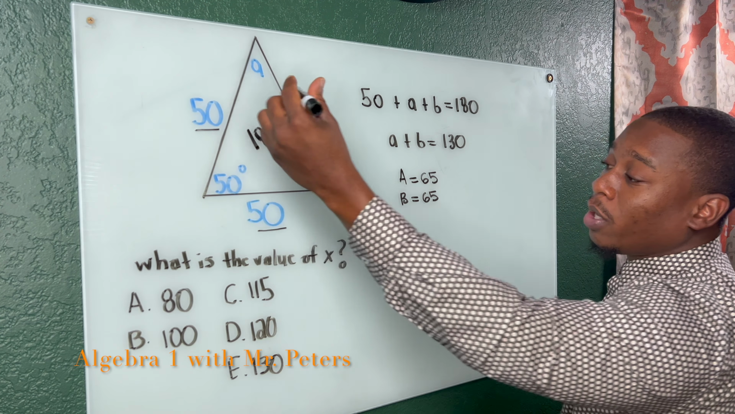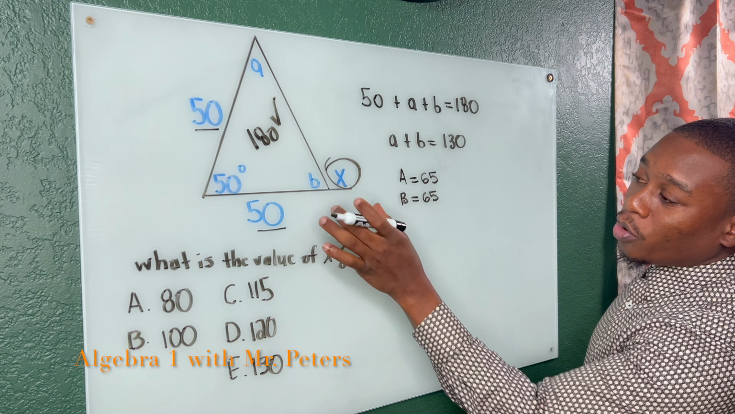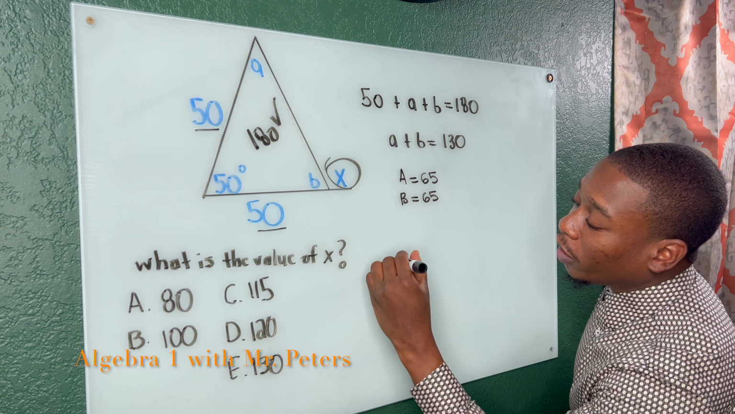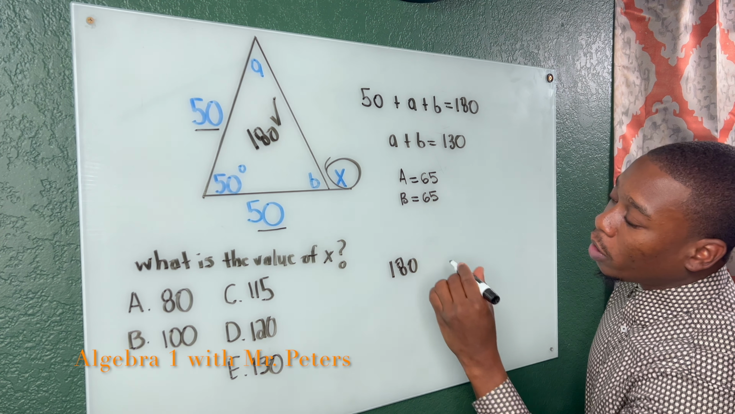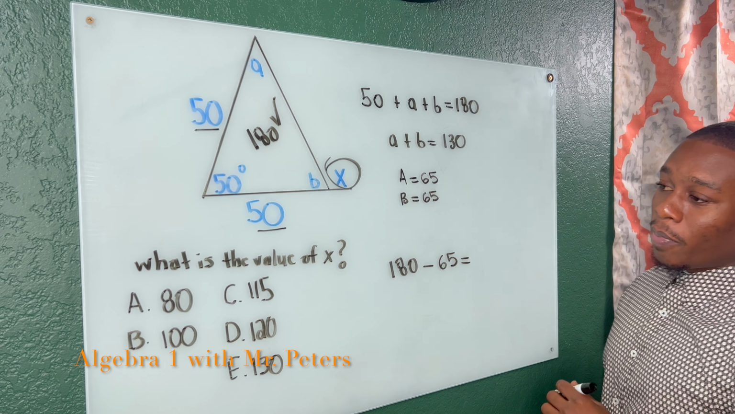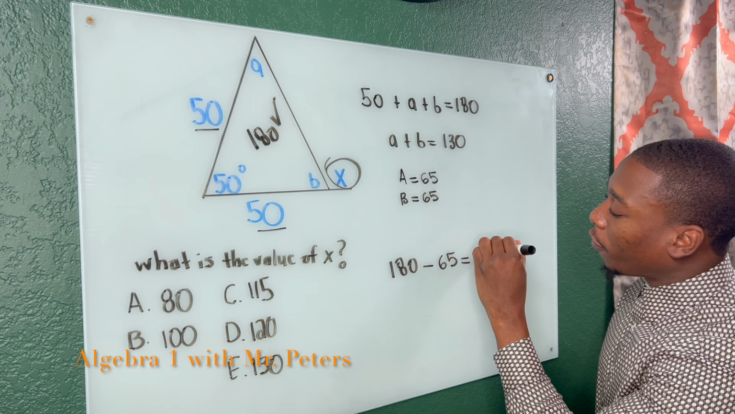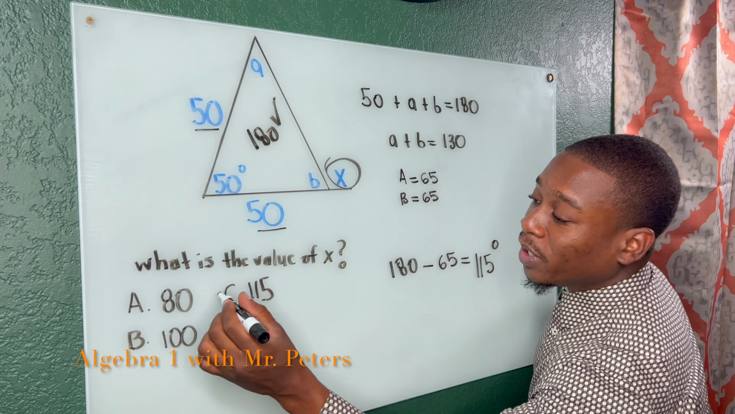inside the triangle. Now that we have that, for us to figure out x, we know that these two angles should equal 180 degrees. So I'm going to do 180 minus 65. And if I'm not mistaken, this should give me an answer of 115 degrees, which would be C.